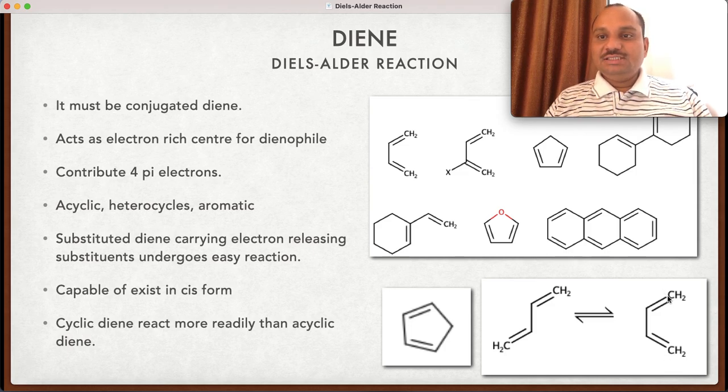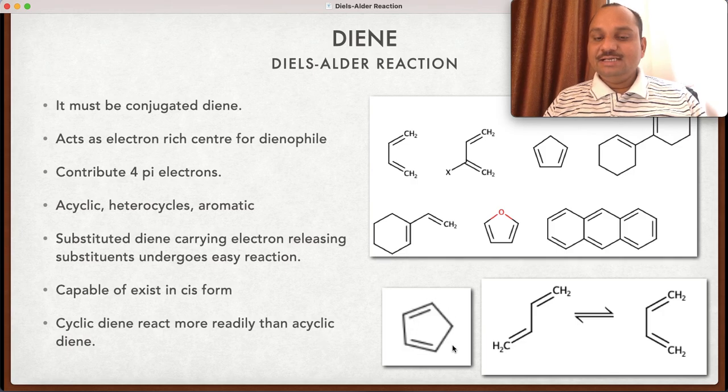Because of this, in the Diels Alder reaction, the conjugated diene must be in the cis form. In the cyclic diene, of course, both double bonds are on the same side of the single bond. That is, it naturally exists in the cis form. Because of this, the cyclic diene reacts more readily than the acyclic diene.